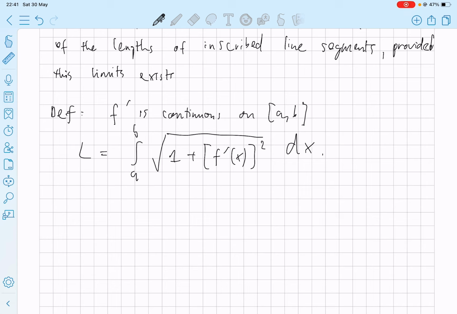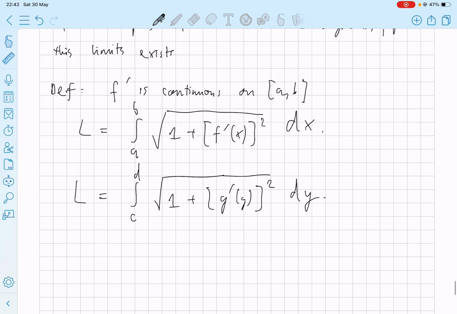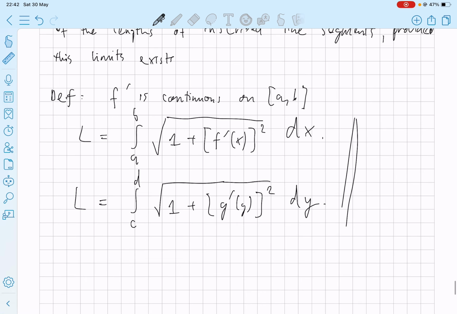Also, if a curve can be expressed as x equal to g of y, with y bounded between c and d, and g prime is continuous, then the arc length is also equal to the integral from c to d of the square root of 1 plus g prime of y squared dy. So that is all the things that you need to remember for this topic.